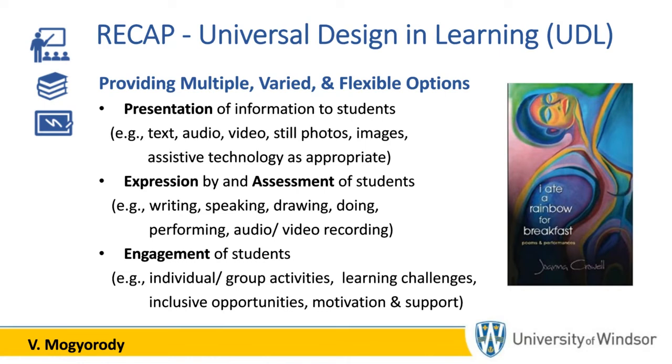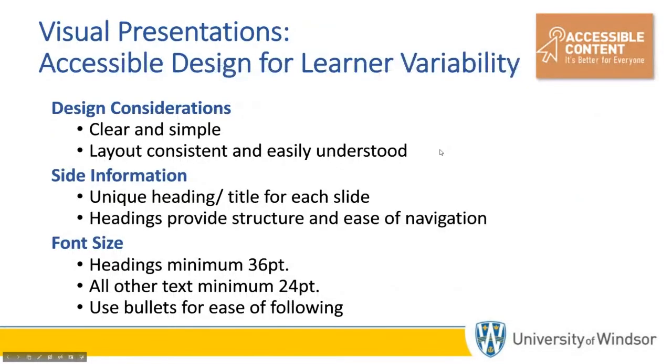And the third thing is engagement of students. We're quite used to engaging students on an individual basis, but we also have to recognize that group activities are really important, and that they can challenge things, and that inclusiveness can be supported by a variety of different methods. Okay, Jocelyn, can we go to the next one? Maybe. There we go. Okay.